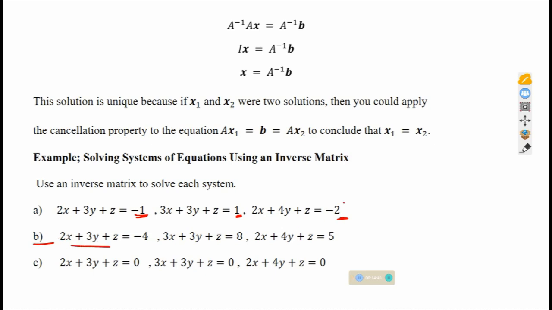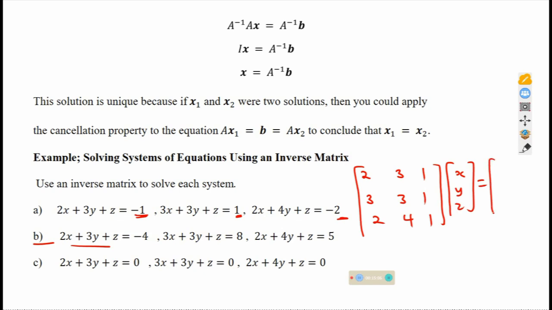So part B still, when you place it in matrix form, it will be still 2, 3, 1. It will be still 3, 3, 1. It will still be 2, 4, and 1. So this, you are multiplying it into x, y, and z. You are equating it to b, which b is, for this case, -4, 8, and 5. So you are having this.